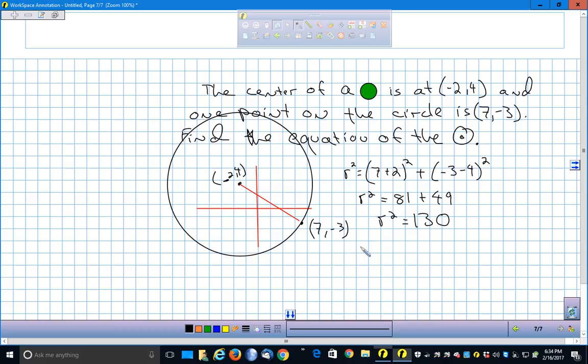And I know the center, so now I could write the equation of the circle. (x - (-2)), which is x + 2, squared, plus (y - 4)² is equal to r², which I now know is 130. So that is the equation of this circle. And now I could find other points on the circle, or I could plug in and say I want to know when x is -6, what's y? You'll have two different y's because there are two different points on the circle where x is -6, so when you square root it, you're going to get two different answers. I'm not going to do that here.